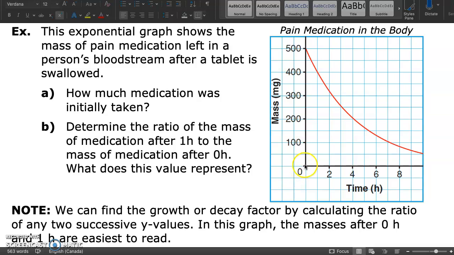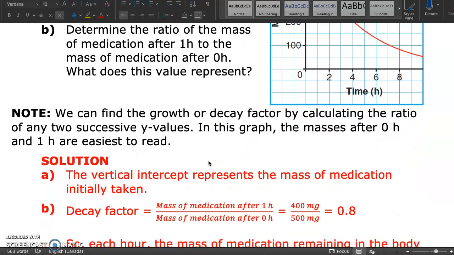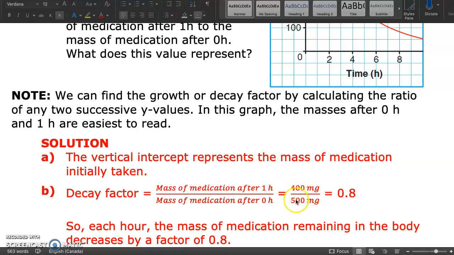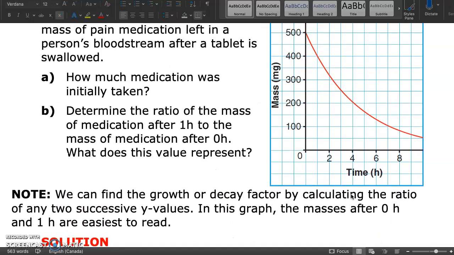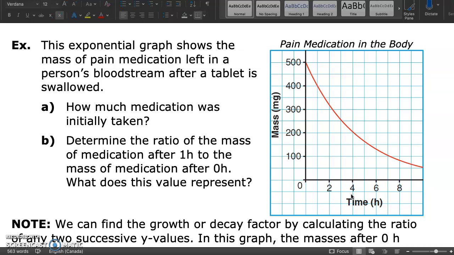So at 0 hours we have 500. At 1 hour we have 400 milligrams. So the ratio would be 400 over 500 milligrams. So 0.8 is our factor, and to verify that that makes sense, 0.8 is like 80%. After 1 hour went by, 80% of the initial value is still remaining.